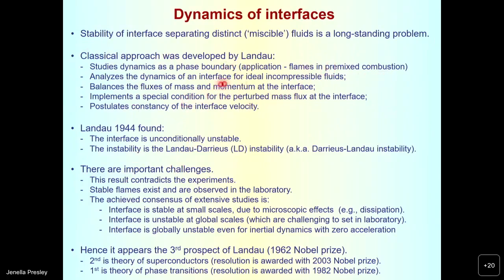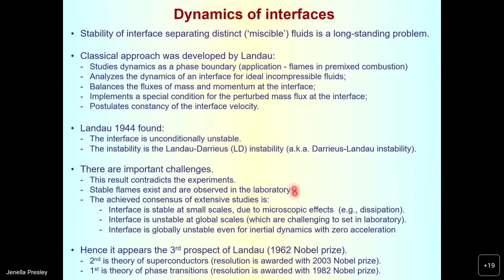He considered an ideal incompressible fluid, balanced the fluxes of mass and momentum, and implemented a special condition for the perturbed mass flux at the interface. He did not consider the energy equation, and postulated constancy of the interface velocity. And Landau found that this interface, under these conditions, is unconditionally unstable, and this instability is called Landau-Darrieus instability.